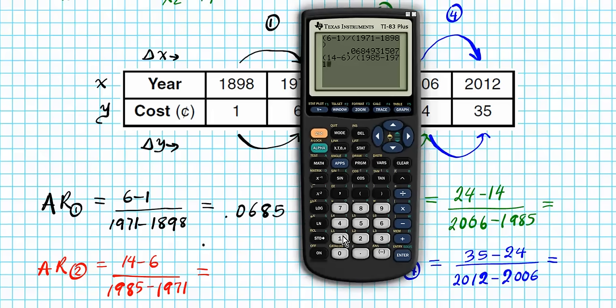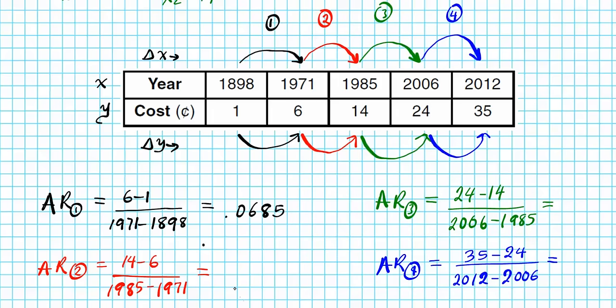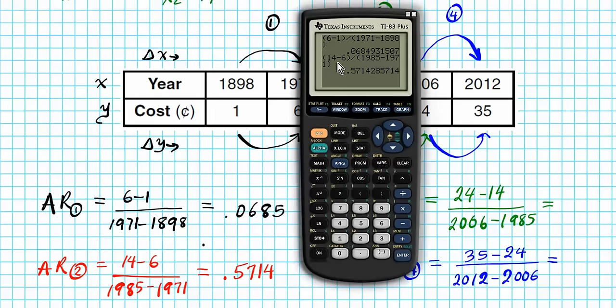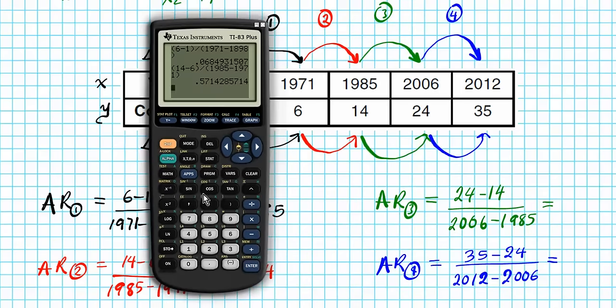All right, let's take a look at what we just entered, make sure it's correct. So 14 minus 6 divided by 1985 minus 1971. Enter. Oh, wow, that's bigger. Okay, let me write it down. So for this one, I have 0.5714.